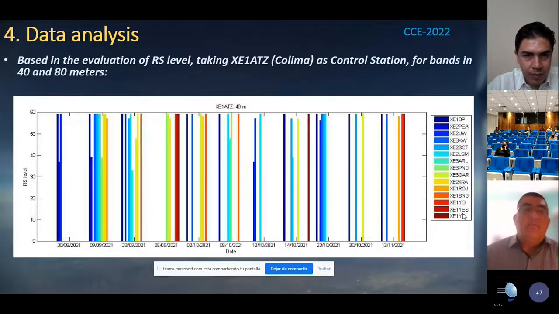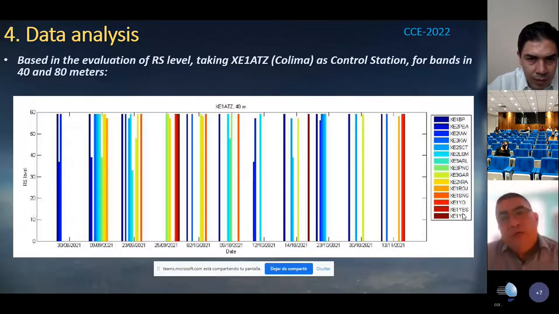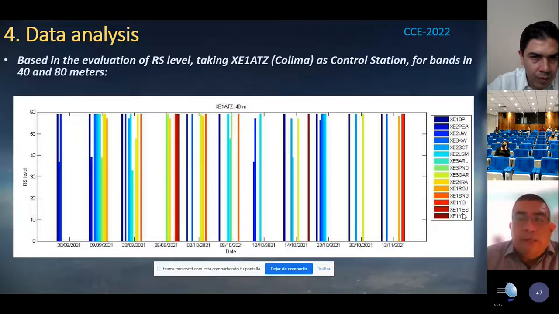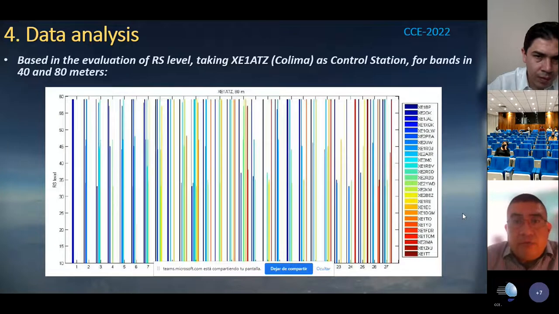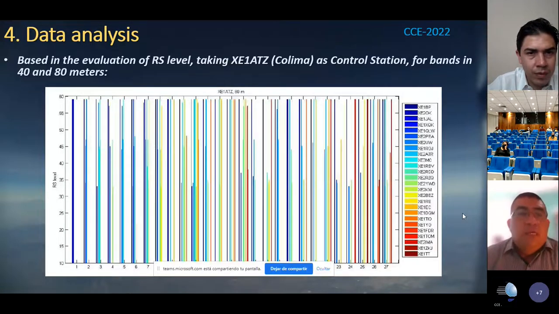With the data, you can see some pictures with the graphics of the interaction with the control station and the other radio ham stations in the 40 and 80 meters band, we can see.